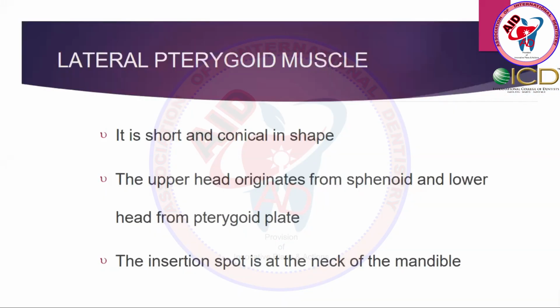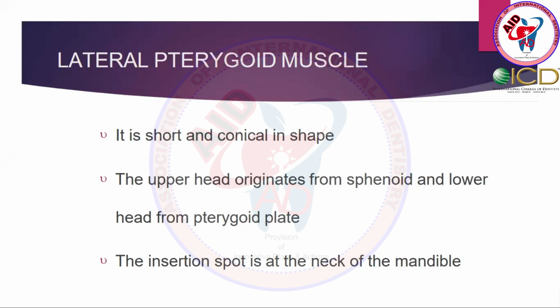It is short and conical in shape as compared to the masseter muscle and the temporalis muscle. Its upper head originates from the sphenoid and the lower head originates from the pterygoid plates. This is very important: the superior head is placed in a very stationary area, that is the sphenoid area. It gives orientation more superiorly. So that means the superior head, or upper head, has more orientation for the upper pull of the mandible, or upper pull of the condyle.